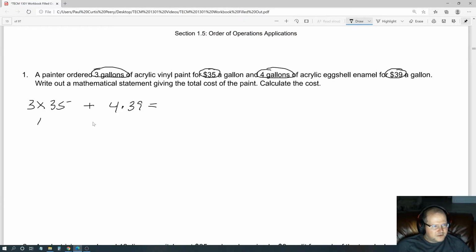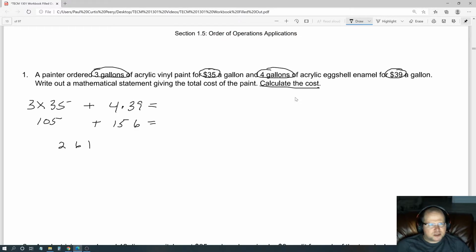So 3 times 35 is 105, and 4 times 39 is 156. And then you would say 105 plus 156, which would be 261. Okay, and I think we answered everything.